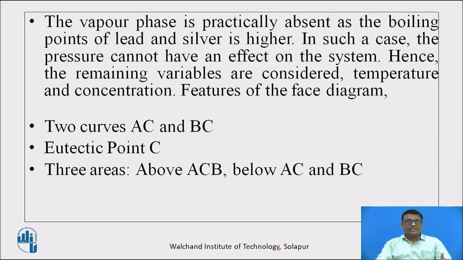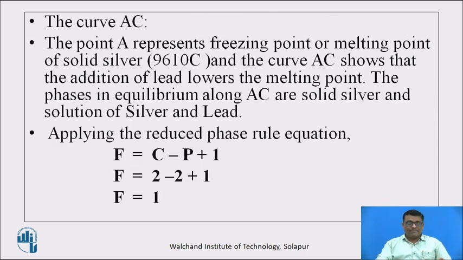In such a case, the pressure cannot have an impact on the system. Hence, the remaining variables are considered: temperature and concentration. Now, what are the features of this particular phase diagram? It consists of two curves, curve AC and curve BC. It consists of three areas: the area above ACB, and the areas below AC and BC, and one eutectic point named C, where all the phases are in equilibrium with each other.